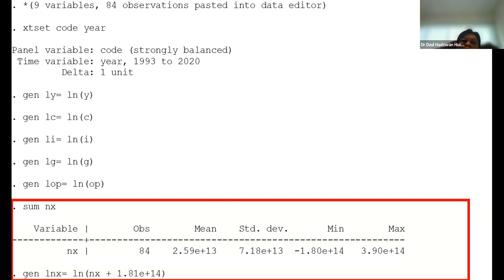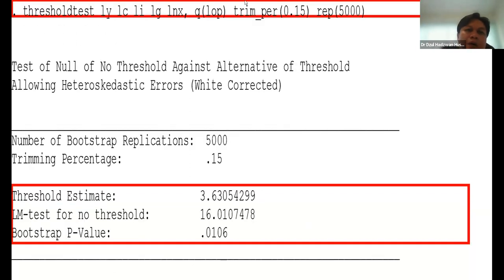Okay, now we go to the example of the threshold test or nonlinearity test, like this one. The command is this. In order for you to use this command, you need to copy and paste the two files that I've given to you just now, that one for the general threshold analysis. This is the command, and then you will get this.